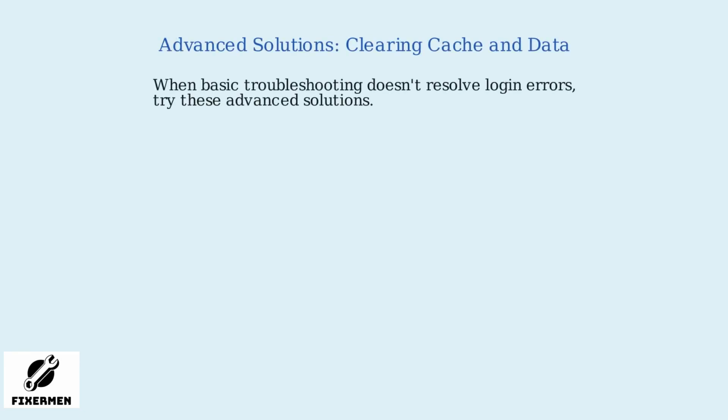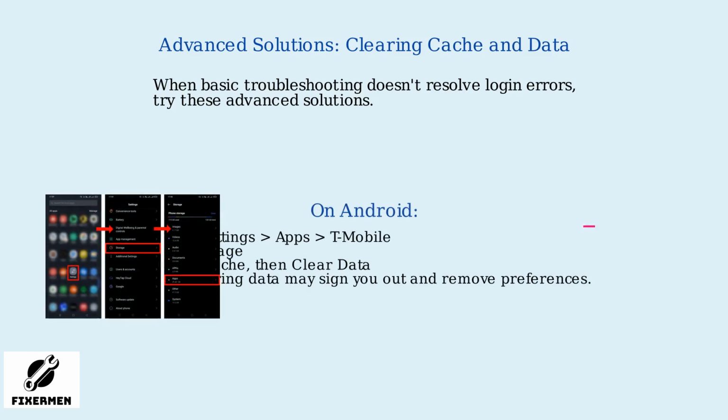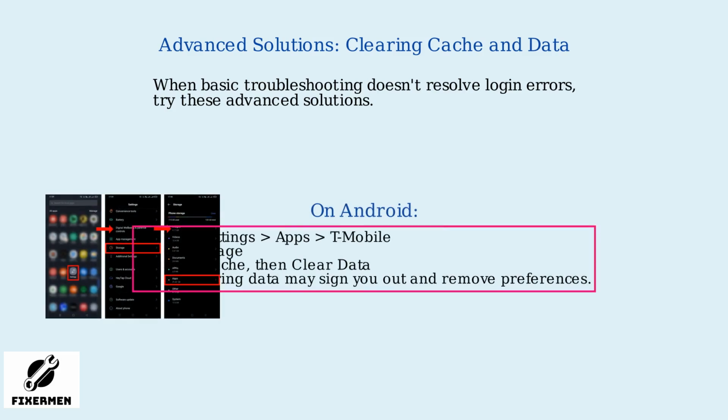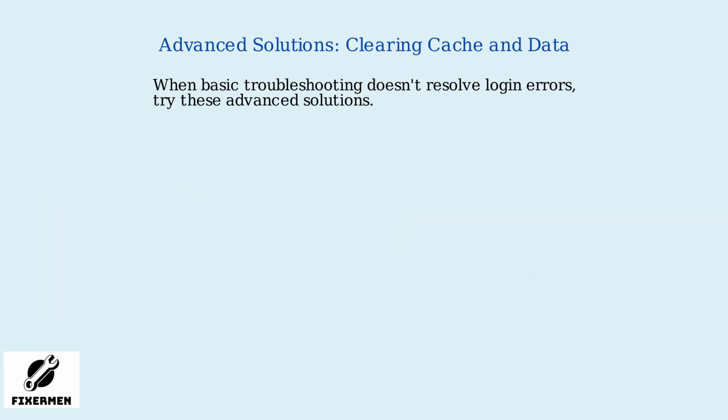When basic troubleshooting doesn't work, try advanced solutions like clearing the app's cache and data. On Android, navigate to Settings, then Apps, select T-Mobile, go to Storage, and tap Clear Cache, followed by Clear Data. Note that clearing data may sign you out and remove your preferences.